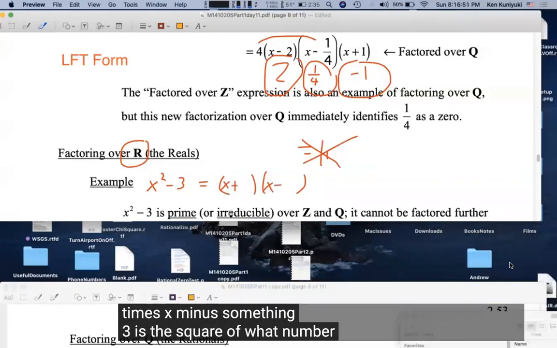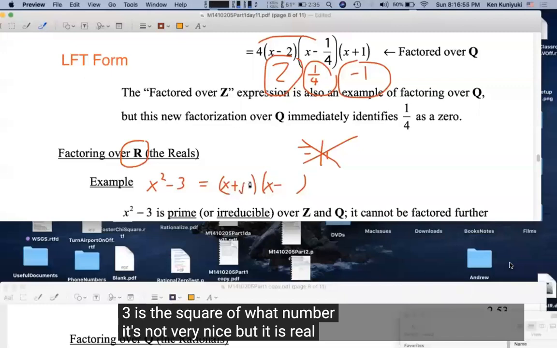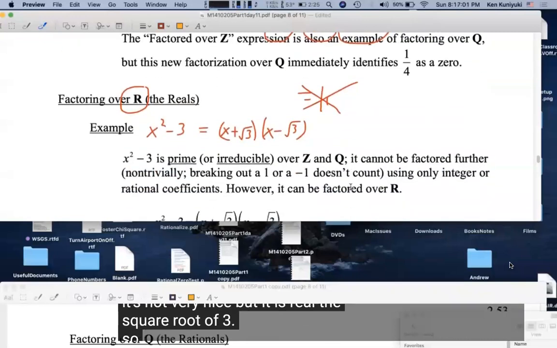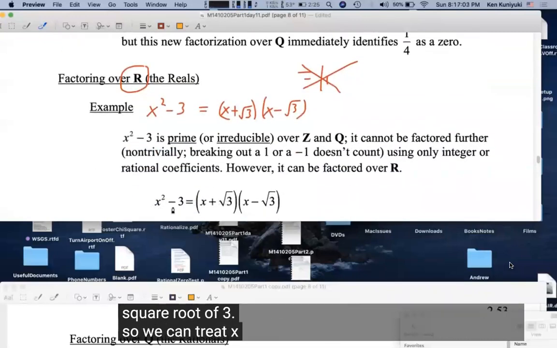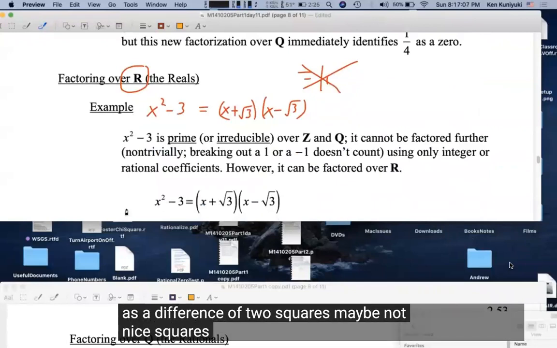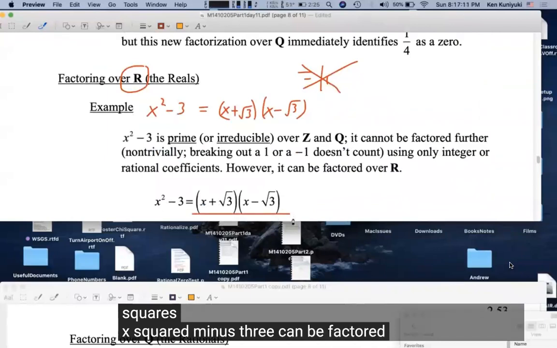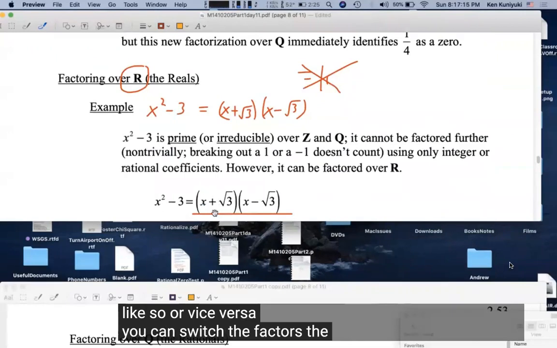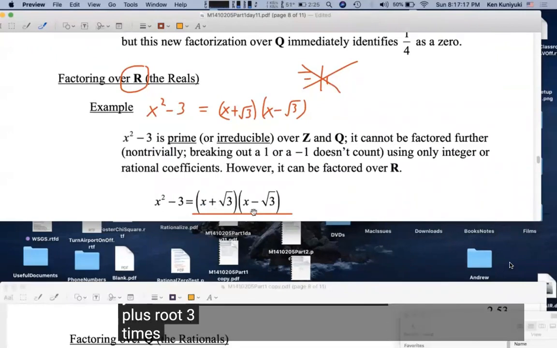3 is the square of what number? It's not very nice, but it is real. The square root of 3. So we can treat x squared minus 3 as a difference of 2 squares, maybe not nice squares, but a difference of 2 squares. X squared minus 3 can be factored like so, or vice versa. You can switch the factors. The factor x plus root 3 times the factor x minus root 3.